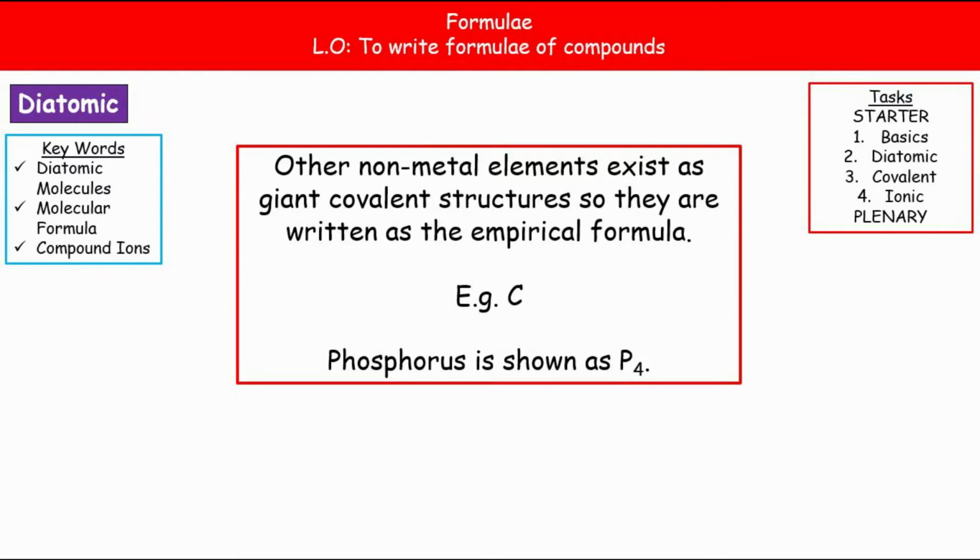When we talked about the metals being in this giant structure, they're not the only things that exist in these giant structures. We've also got some non-metal elements that exist as a giant covalent structure. So again, if it's a giant covalent structure, we don't write all of the numbers after the symbol, we just use the empirical formula again. A really good example of that is carbon, so we just write it as a capital C. If it's phosphorus, this is one I suggest you remember, then we would write that as P4, so a little subscript 4 there. So make sure you've got those couple of points written in your books.